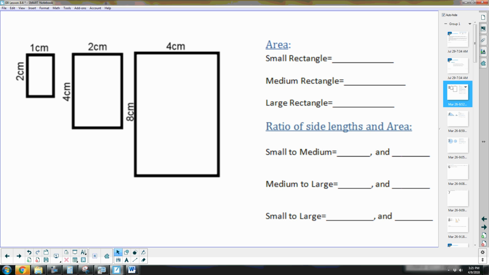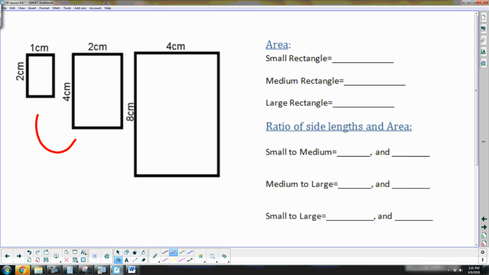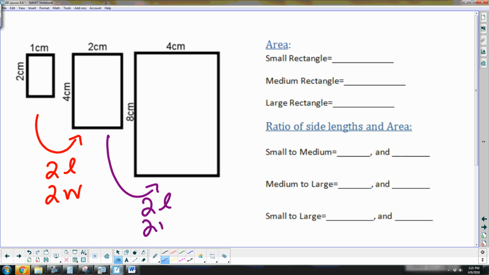So in the first one, the small rectangle, to get from the small to the medium-sized rectangle, we multiplied the length times 2 and the width times 2. To get from the medium to the large rectangle, again, we multiplied the length times 2 and the width times 2.